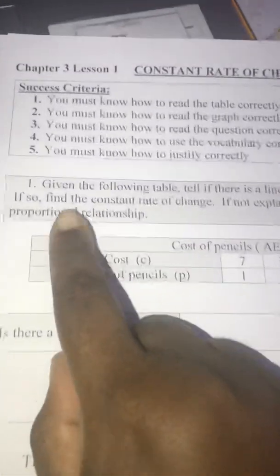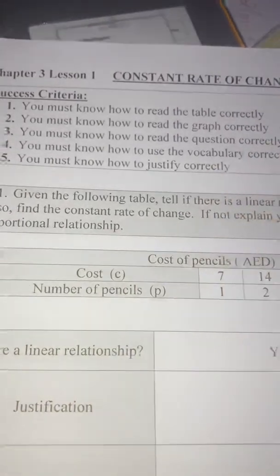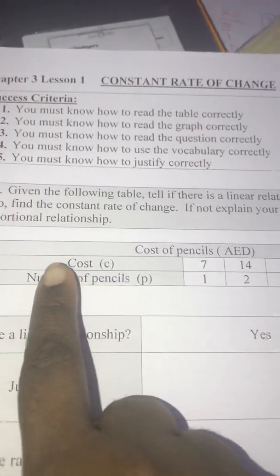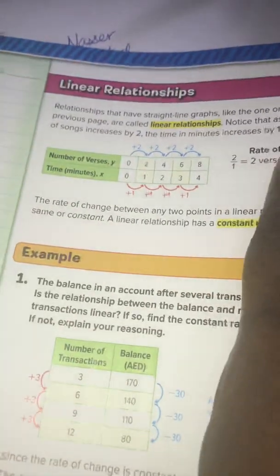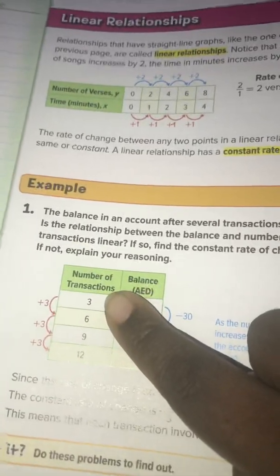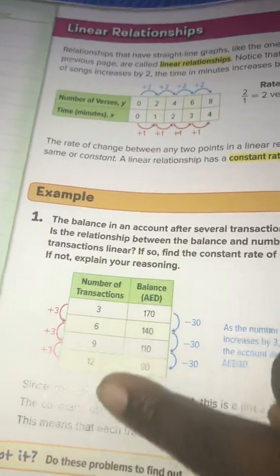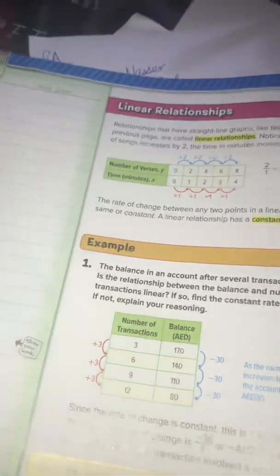So in question 1, they gave you a table. Now, tables can be given to you horizontally or vertically. As you can see here, this table is horizontal because it is going from left to right. This table is vertical because it's going from up to down. So tables come in 2 ways, horizontally or vertically.